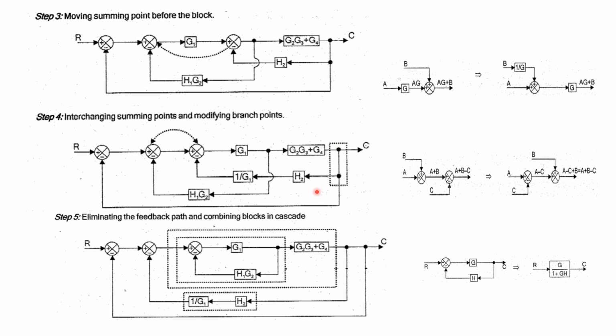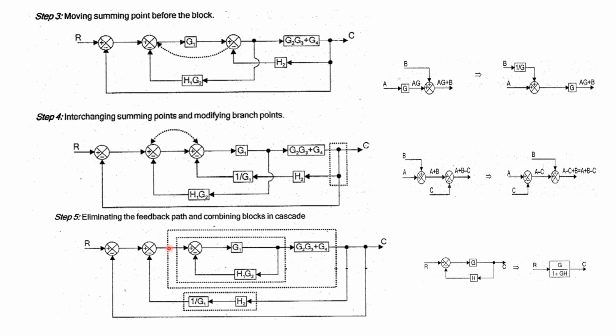The next step is interchanging of summing points. When there are two summers nearby, without any alteration, we can interchange the summers. That is the rule. When two summers are nearby, without changing any gain, we can directly interchange those summers. Similarly here also we can interchange the summers.